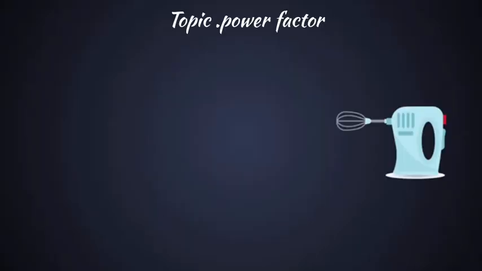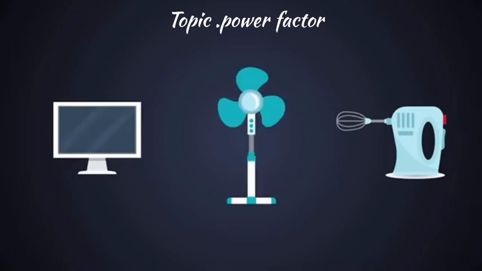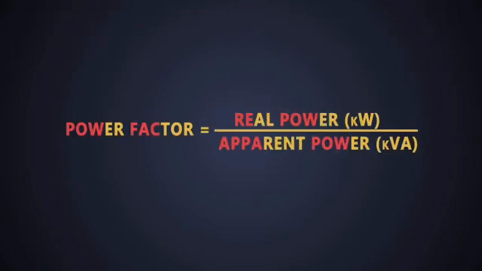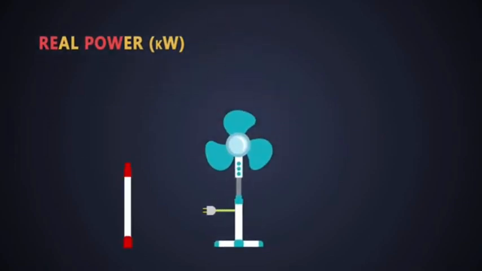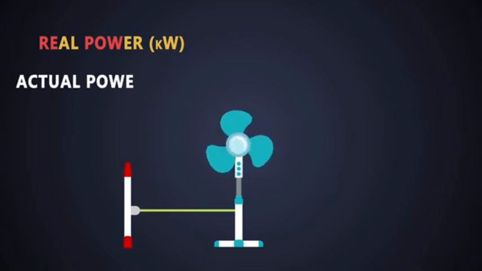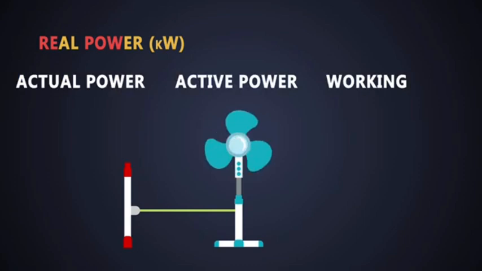Power factor is a term to measure how effectively incoming power can be used in our electrical system, and it is defined as the ratio of real power to apparent power. The real power is the power that actually is being provided to the equipment and it performs useful and productive work. It is also called actual power, active power, or working power.